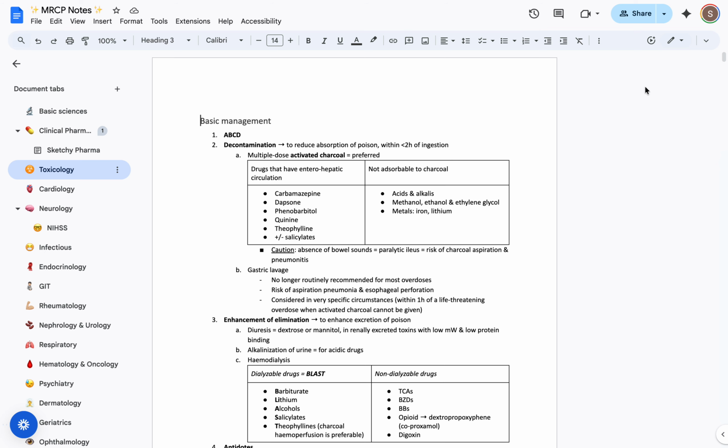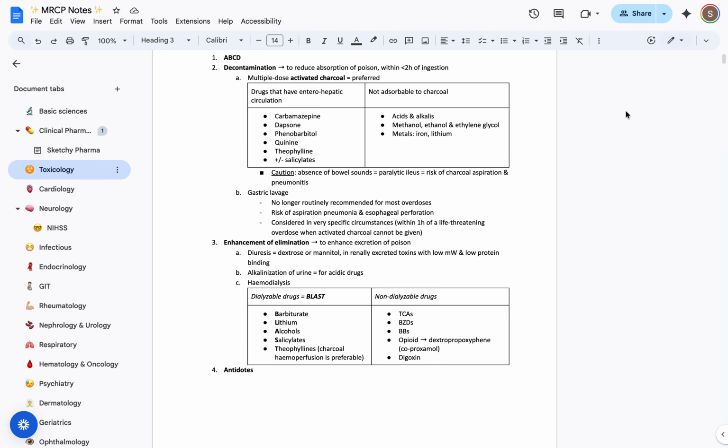Gastric lavage is no longer recommended. There's risk of aspiration and esophageal perforation. It's considered in very specific circumstances. So enhancement of elimination is basically to enhance the excretion of a poison. For diuresis, we give dextrose or mannitol, and this is helpful in renally excreted toxins with a low molecular weight and low protein binding because they can easily be filtered.